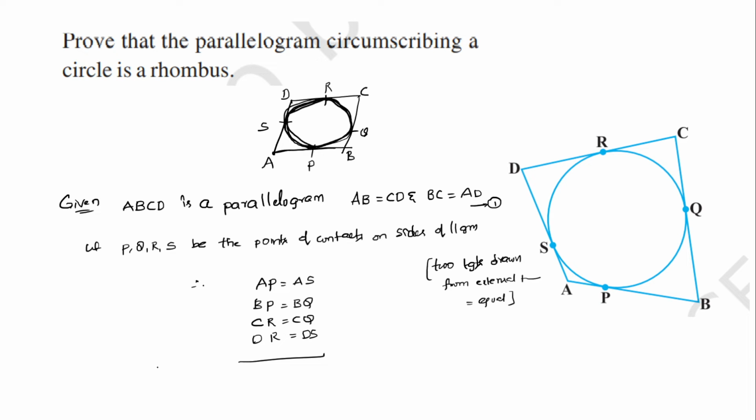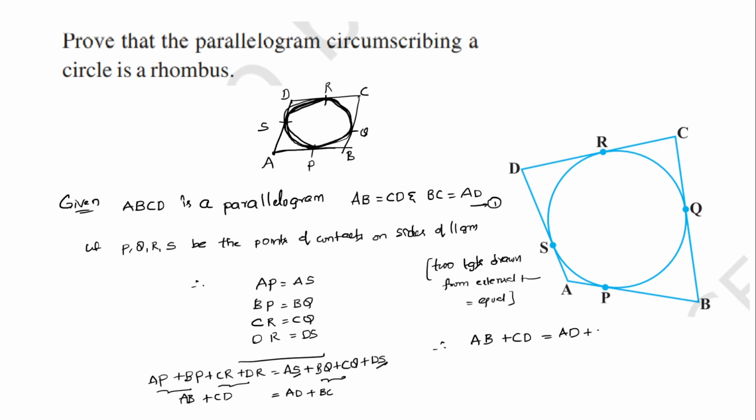Now adding on both sides, we get AP plus BP plus CR plus DR is equal to AS plus BQ plus CQ plus DS. And we know from the figure that AP plus BP is nothing but AB, CR plus DR is CD, AS plus DS will be AD and BQ plus CQ will be BC. So therefore AB plus CD is equal to AD plus BC.